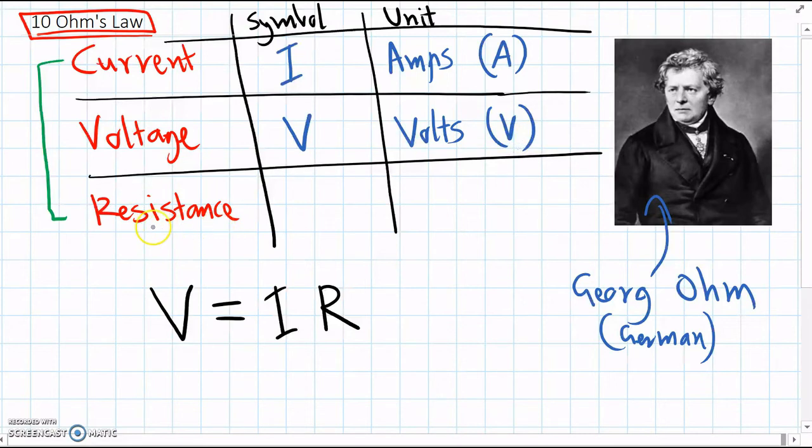Resistance, how difficult it is for electrons to flow. The symbol for resistance, when we use it in an equation, is capital R, and the unit for resistance, they named it after Mr. Ohm here, the scientist. So the unit we measure resistance in is called ohms. And the symbol for ohms is the Greek letter omega.